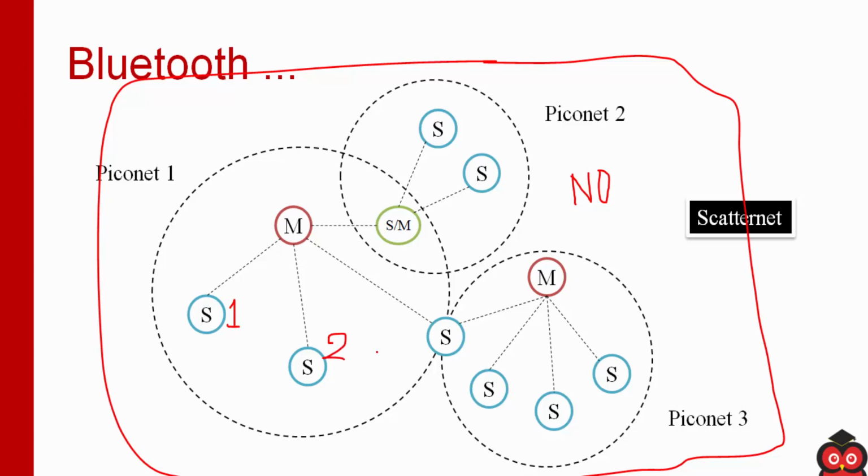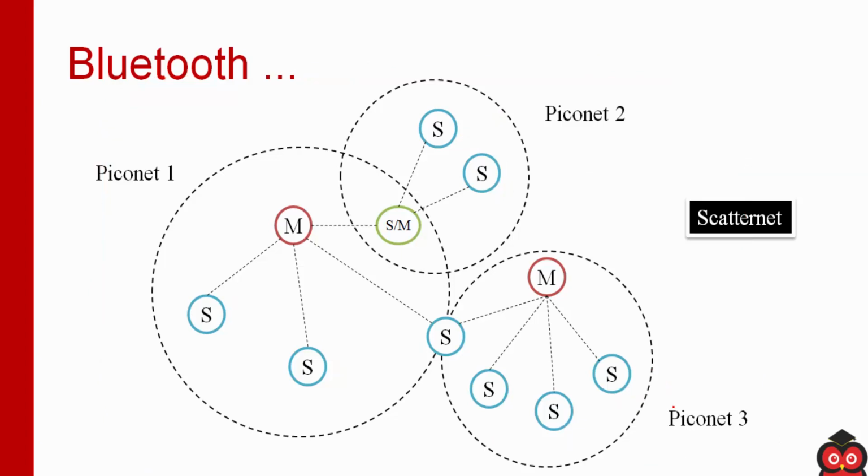Because how many slaves do we have? 1, 2, 3, 4, 5, 6, 7, 8, 9. Okay. So what did we see in the previous slides? A normal Piconet will support only 7 slaves, right? But here there are 9. So this kind of topology is not supported with a normal Piconet. But what about Scatternet? It is possible, right? You can see here on the slide. Okay, so that is the good thing about Scatternet.